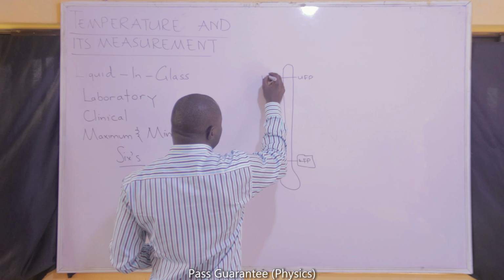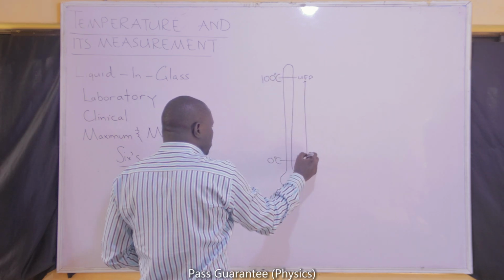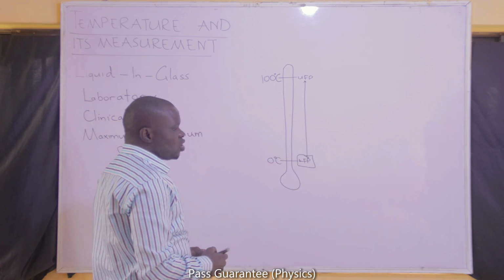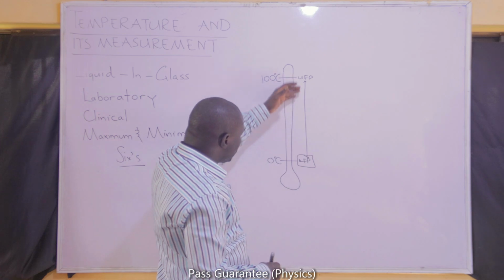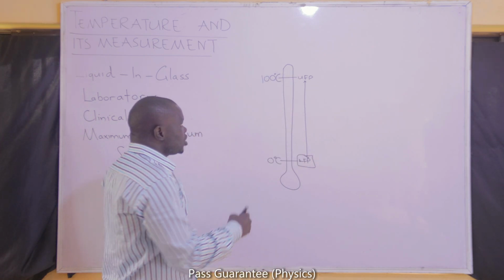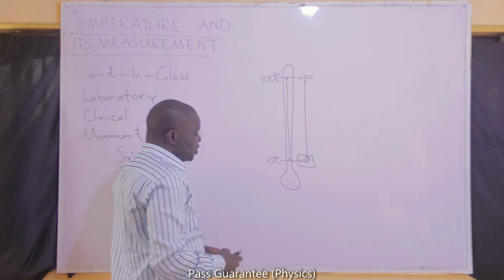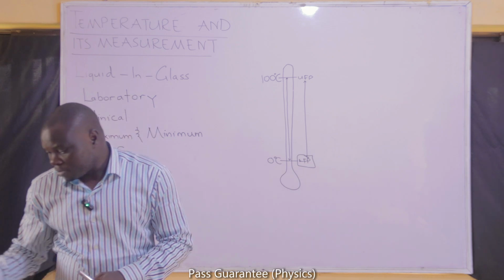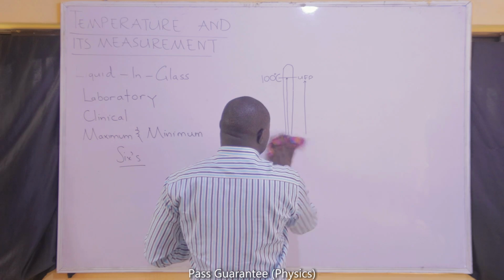So 100 degrees Celsius. The difference between the fixed points of a thermometer is called the fundamental interval of a thermometer. So that is measured on a liquid in glass thermometer as length.